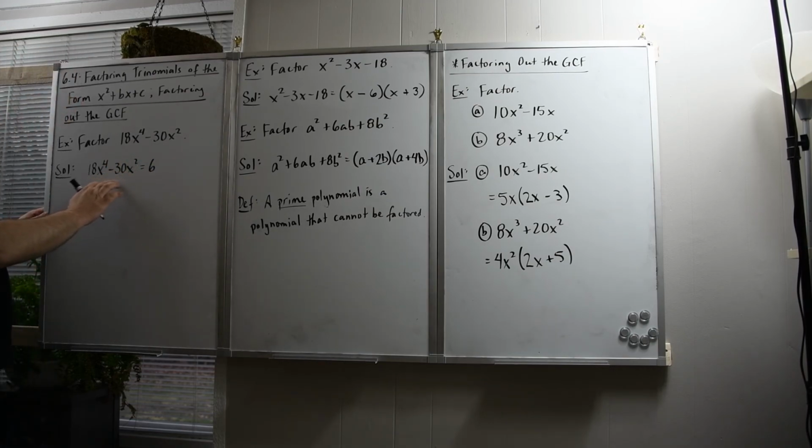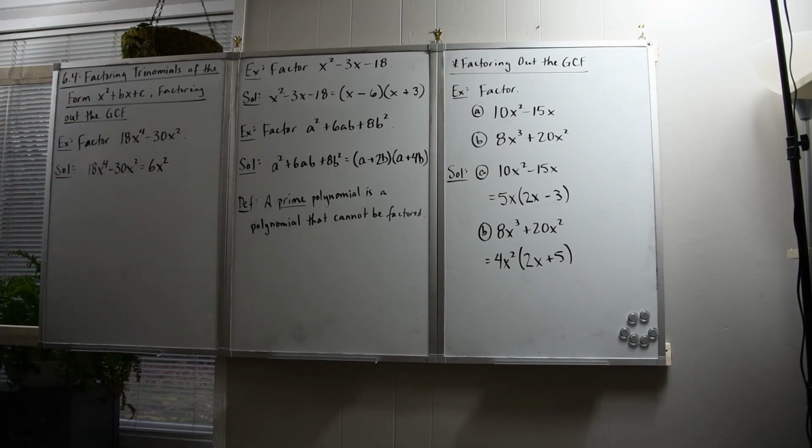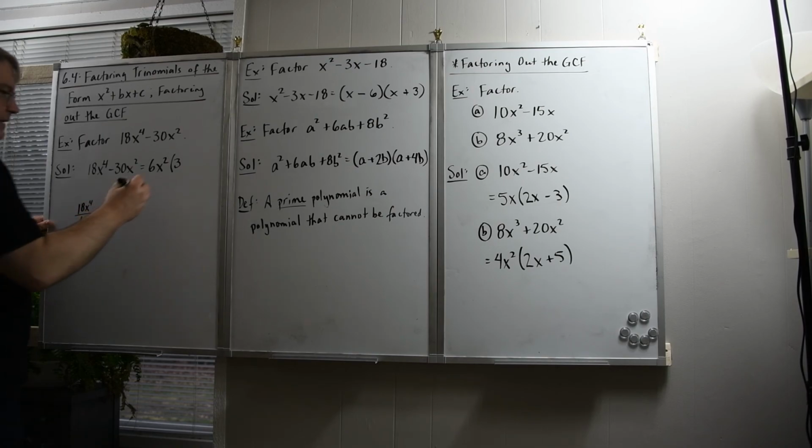What's the highest power of x that's common to both of these? X squared. So 6x squared is going to be our greatest common factor here. So we ask the question, what times 6x squared is 18x to the fourth? And we can answer that question if we take 18x to the fourth divided by 6x squared. The 18 over 6 gives us 3. X to the fourth over x squared gives us x squared.